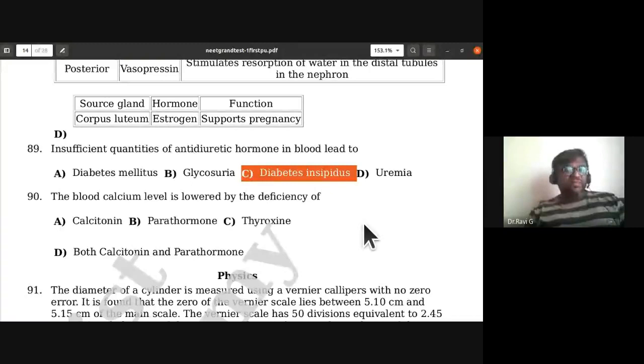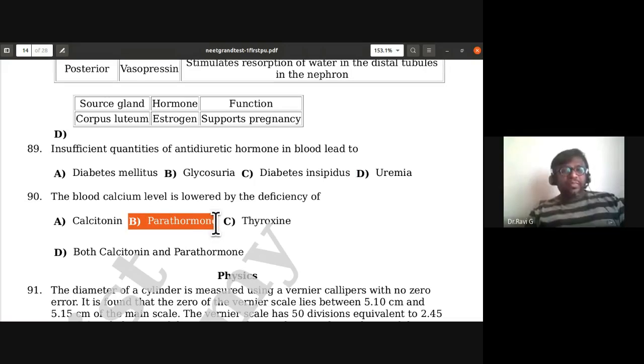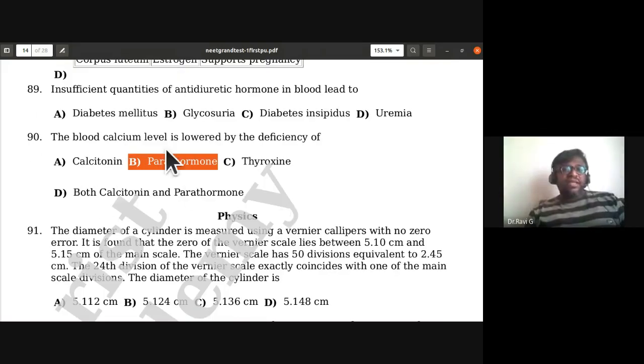The blood calcium level is lowered by the deficiency of parathyroid. So the blood calcium level is lowered by the deficiency of the hormone parathyroid. So remember about this. 90th B is the answer.